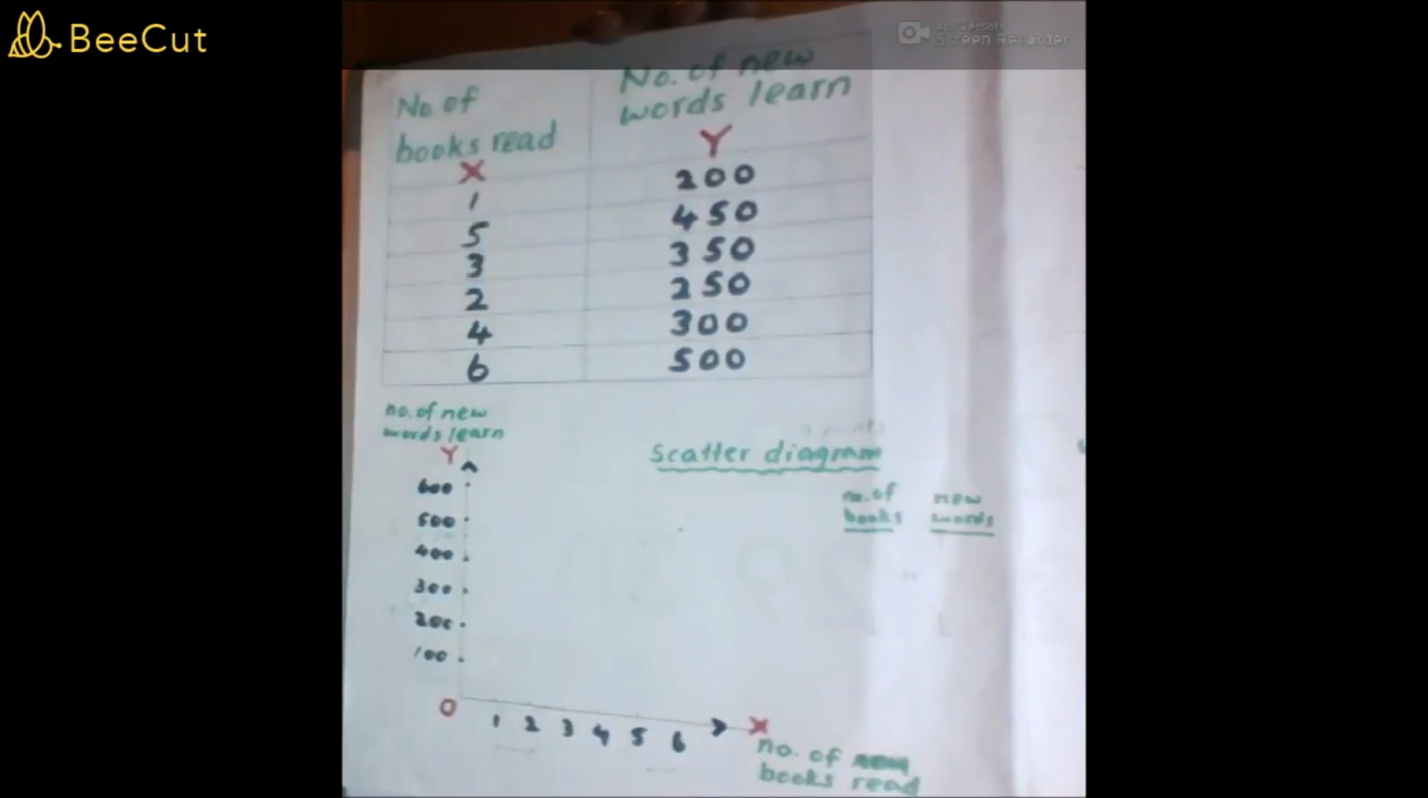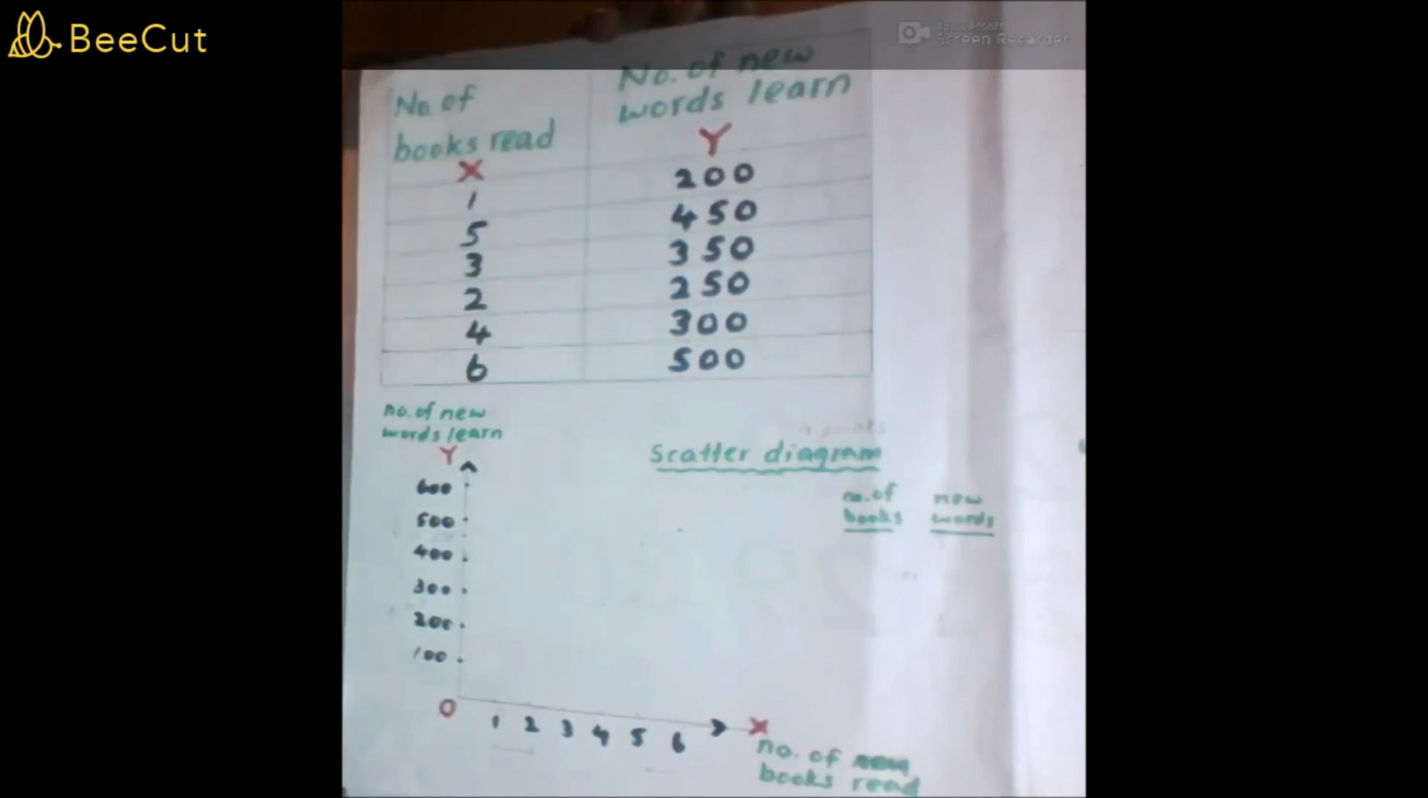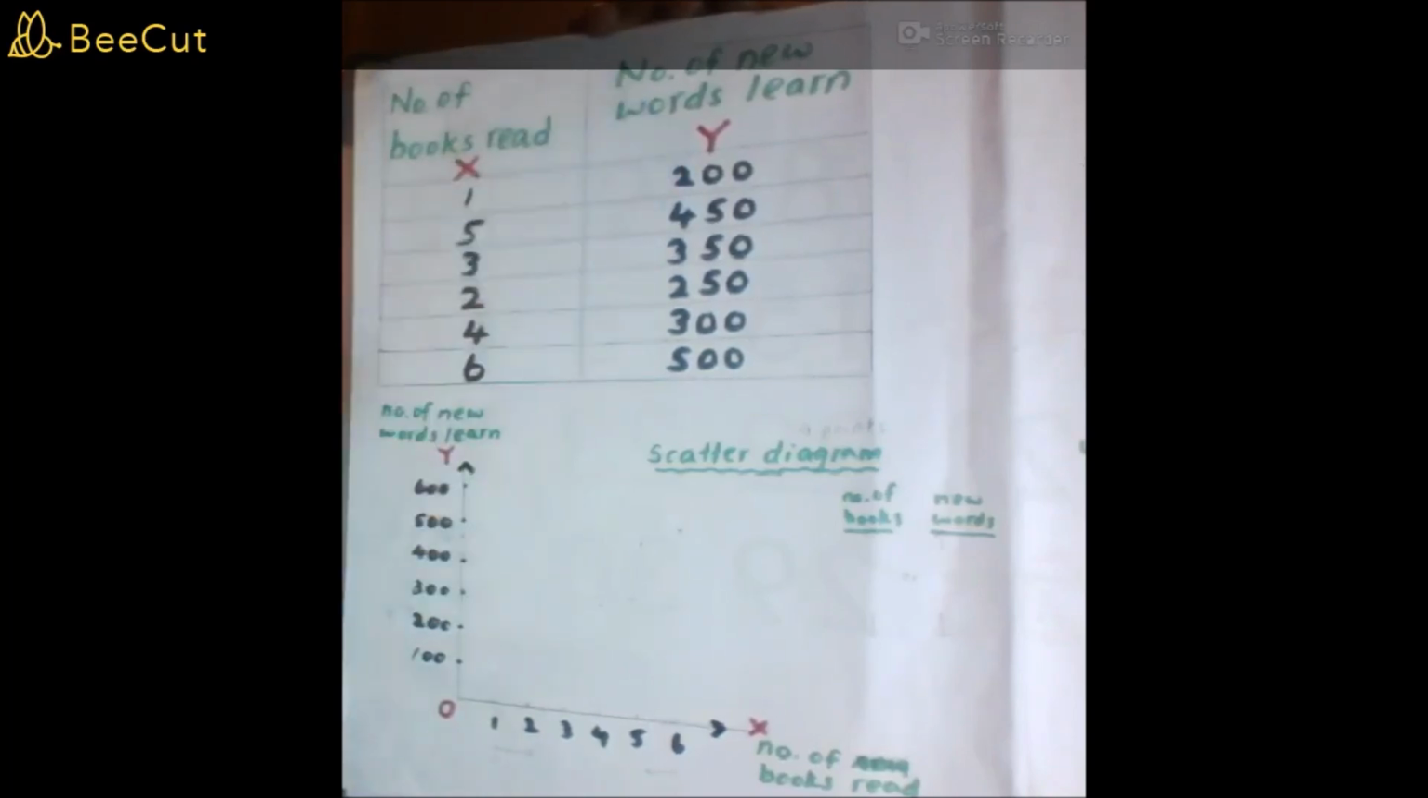Now these two are the variables, right? What are the variables? Number of books read. It changes values, that's why it's a variable. And what's the second variable? Number of new words learned, right? It also changes. So it's a variable. So we are going to find out whether there's a relationship between these two variables, right? If there's a relationship, what kind of a relationship? Whether it's positive or negative or zero.